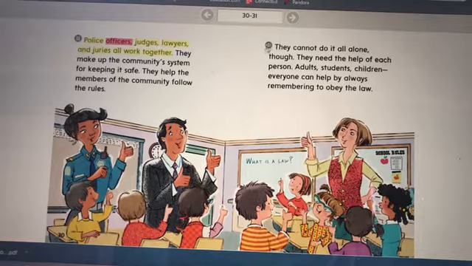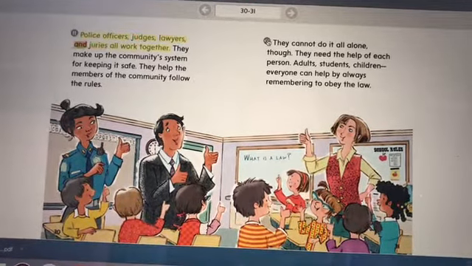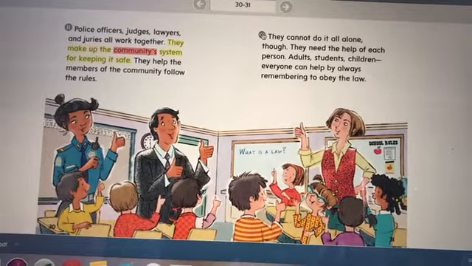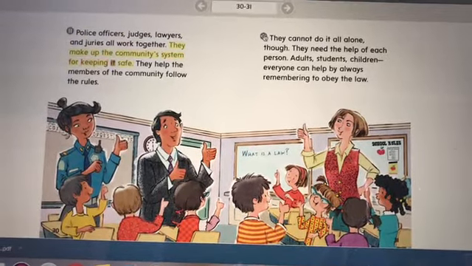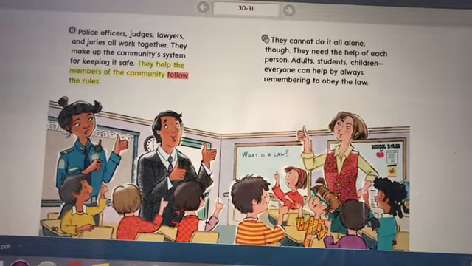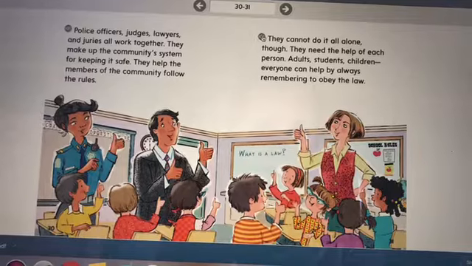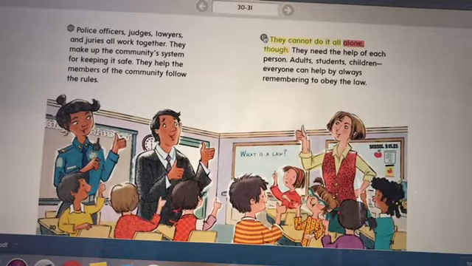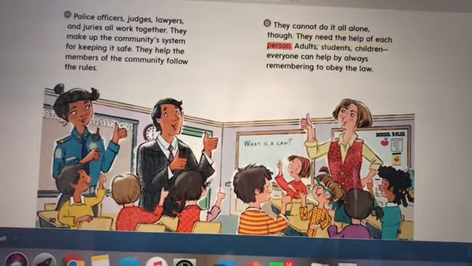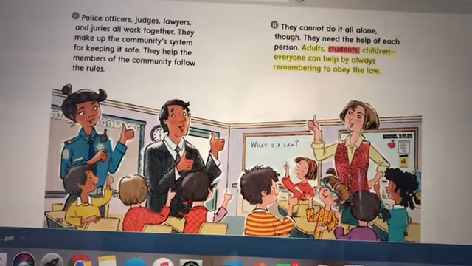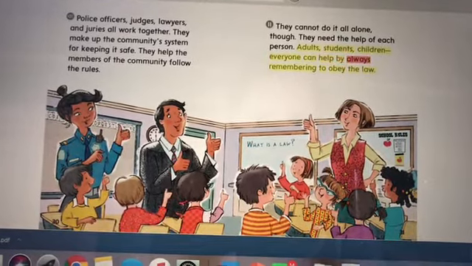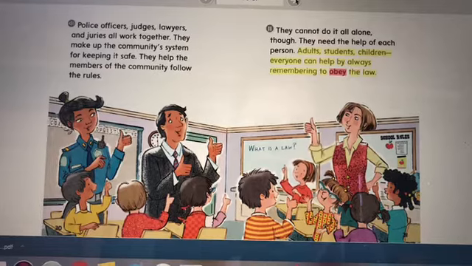Police officers, judges, lawyers, and juries all work together. They make up the community's system for keeping it safe. They help the members of the community follow the rules. They cannot do it all alone, though. They need the help of each person. Adults, students, children, everyone can help by always remembering to obey the law.